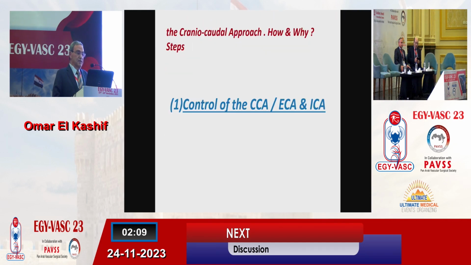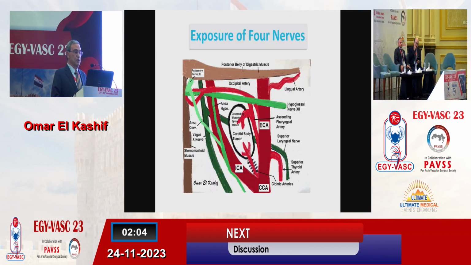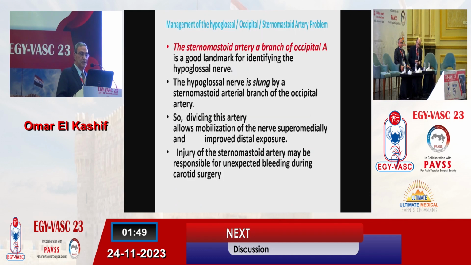These are the steps simplified in sketches. This is exposure of 4 nerves. What are these nerves? The accessory nerve, the hypoglossal nerve, the vagus, and the superior laryngeal nerve, and this is the first step in this approach.